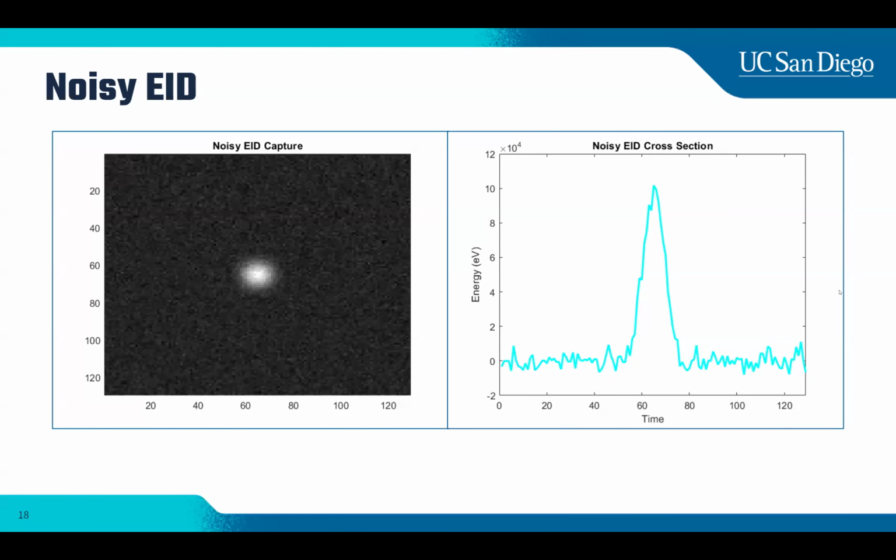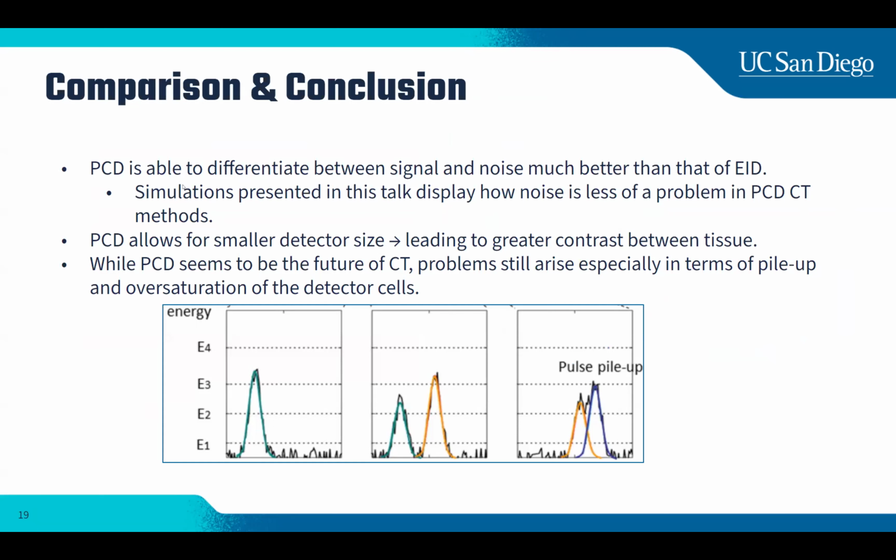So that's a very rudimentary way of showing how photon counting detectors are much better at discriminating against noise and are able to have much better spatial resolution, especially if you can have smaller detectors, and lower radiation dosage since you don't have to worry about scattering at the detector.